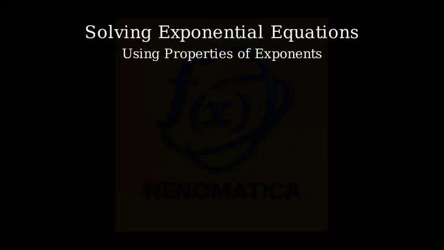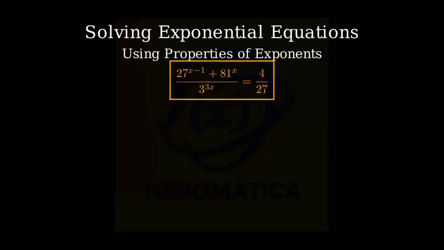Let's start with our problem. We need to solve for x in the equation: 27 to the power of x minus 1, plus 81 to the power of x, all divided by 3 to the power of 3x, equals 4/27.